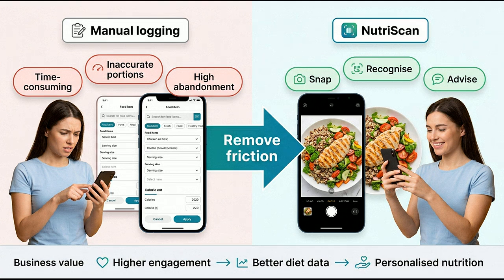The user simply takes a photograph. From a business perspective, this is valuable because lower friction means better engagement, better data capture, and a stronger foundation for personalized nutrition services. The opportunity is not just classification accuracy. The opportunity is behavioral, making healthy tracking easy enough that users actually continue using it.